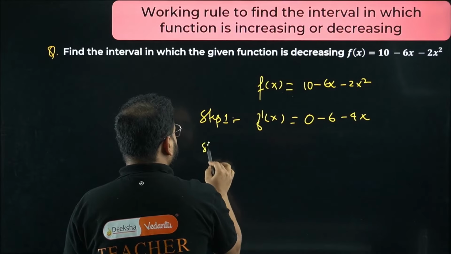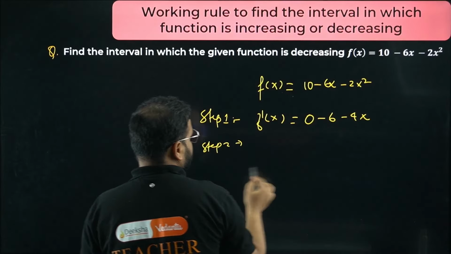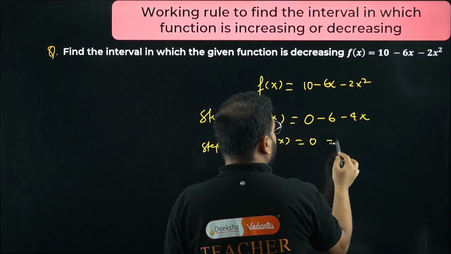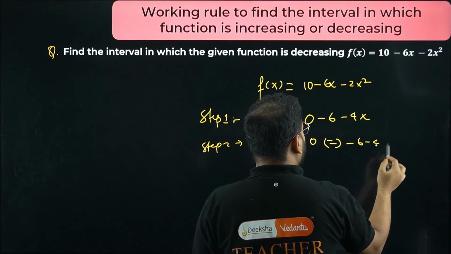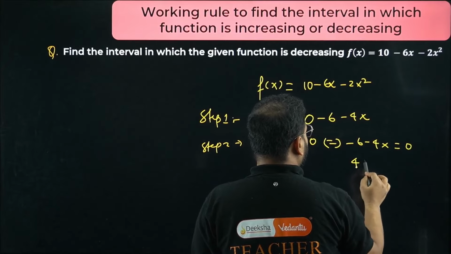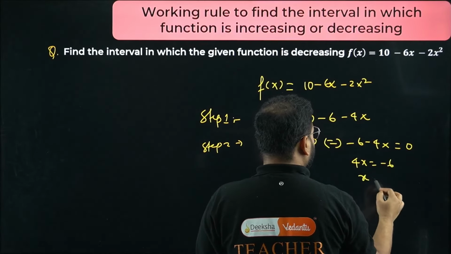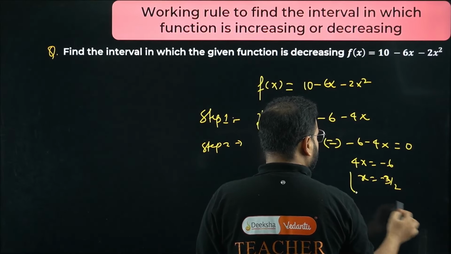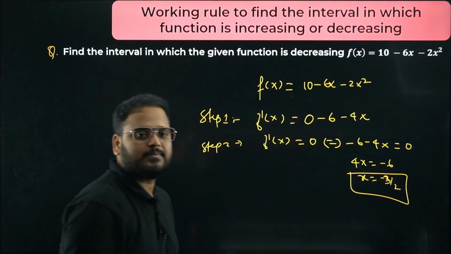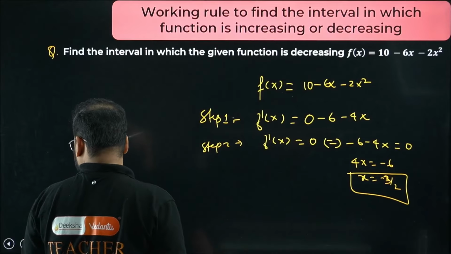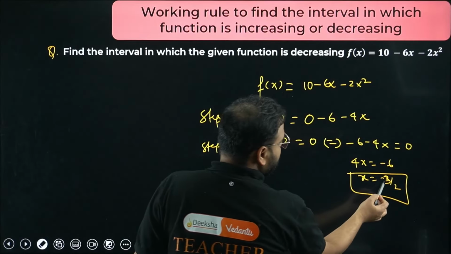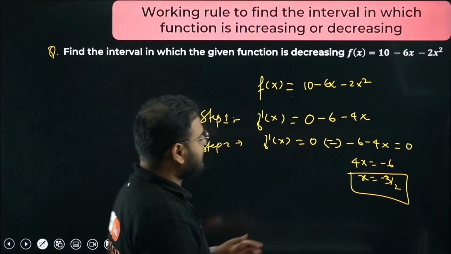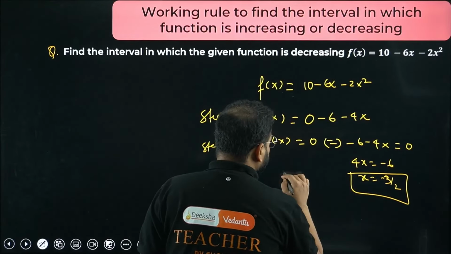Second step, finding the critical point. So put f'(x) equal to 0. From here what are you going to get? Minus 6 minus 4x equals 0. From here you get 4x equals minus 6, so x equals minus 3 by 2. Is this part clear? So far you have got the critical point. This is called the critical point.